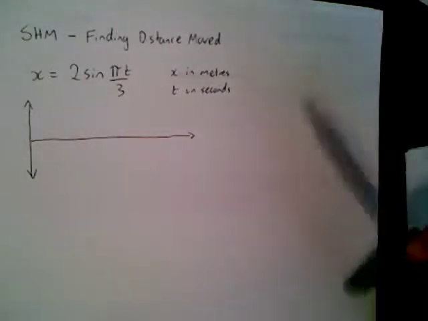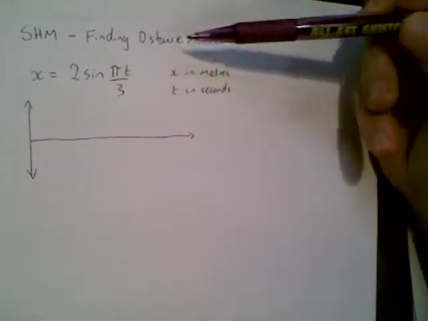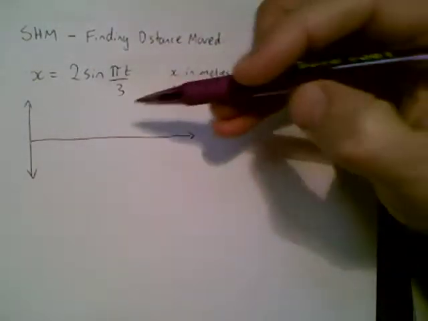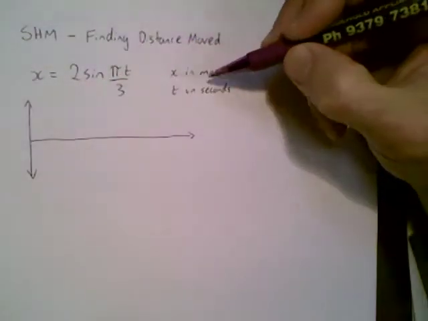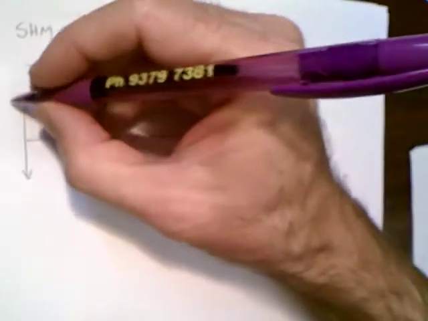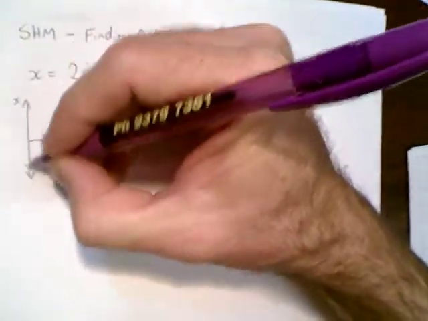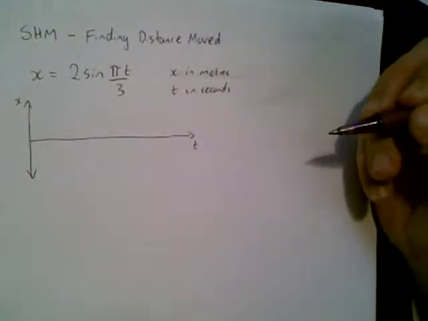Okay, this video looks at a particle moving in simple harmonic motion, and we're trying to find the distance moved, in this case for the particle moving with this equation, with x in metres and t in seconds. So what's actually happening here is that the particle's moving up and down the x-axis here. Got time on this axis.